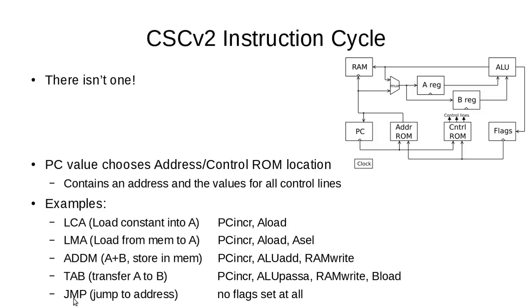Now, finally, if we ever need to jump to a specific address, well then we don't turn on any flags whatsoever. PC increment goes low, and so therefore the program counter will not increment. It will load that address and jump to that next instruction. Okay, so you can see that these are all effectively micro instructions. Every single CSC v2 instruction just sends out a specific set of control lines out to the components and tells each and every one of those to do its job.